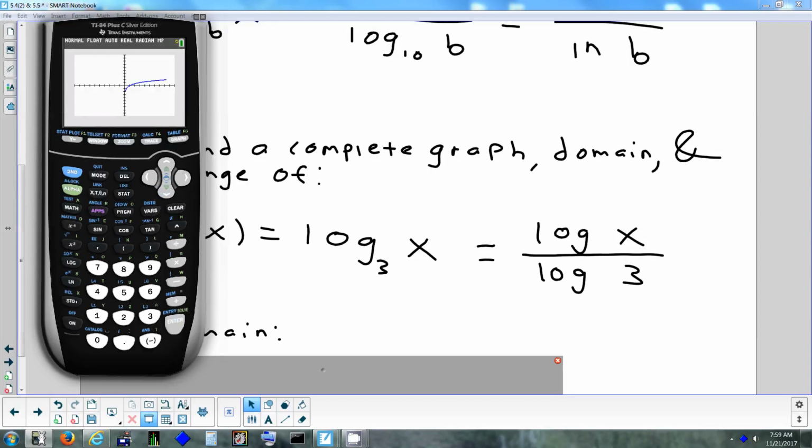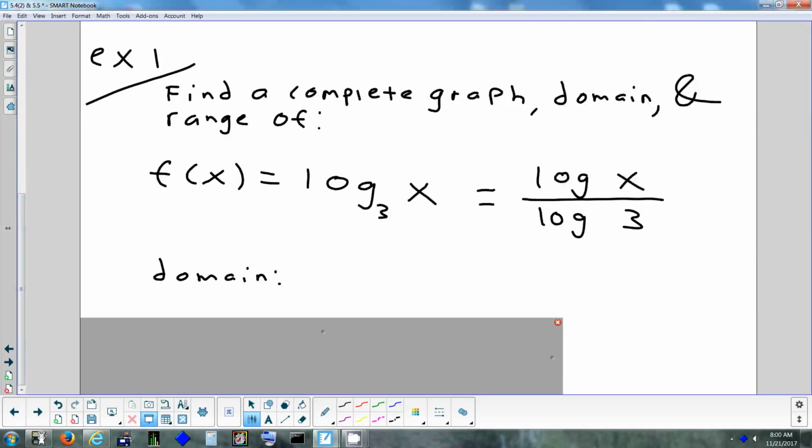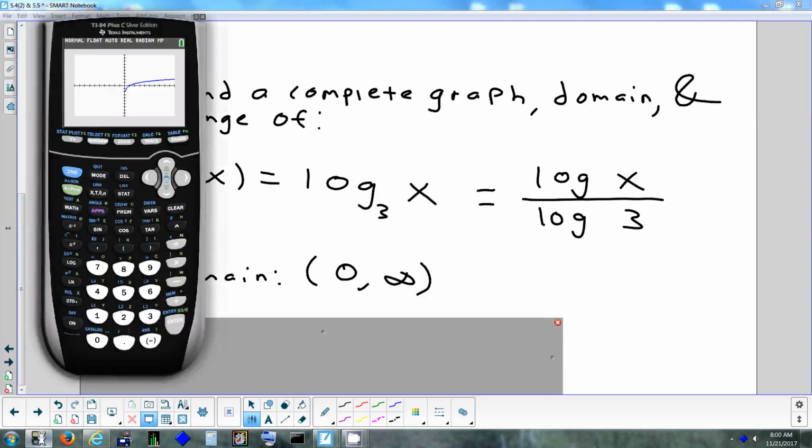All right. So what's the domain there? How far left and right does that graph go? Megan? 0 to infinity. Yeah, it's 0 to infinity, never reaching 0. It is a vertical asymptote on the y-axis. Now the asymptote isn't always on the y-axis, it can shift, but if you don't shift it, it's on the y-axis. 0 to infinity.